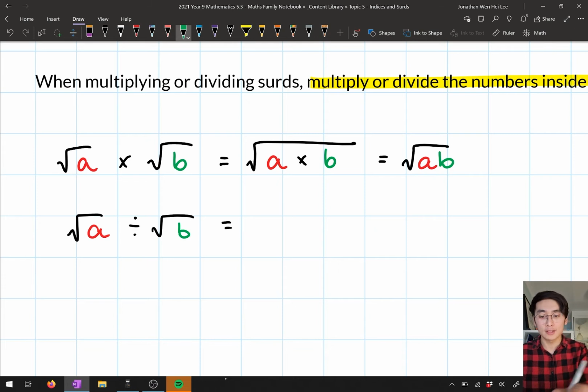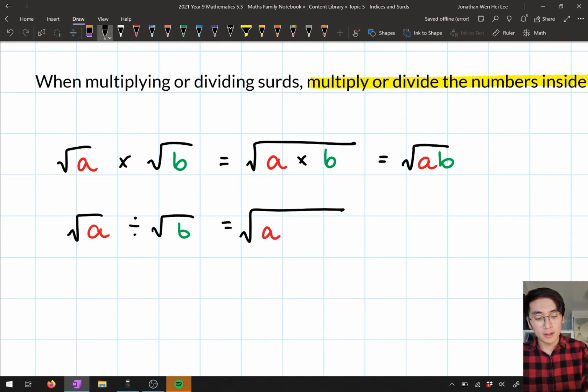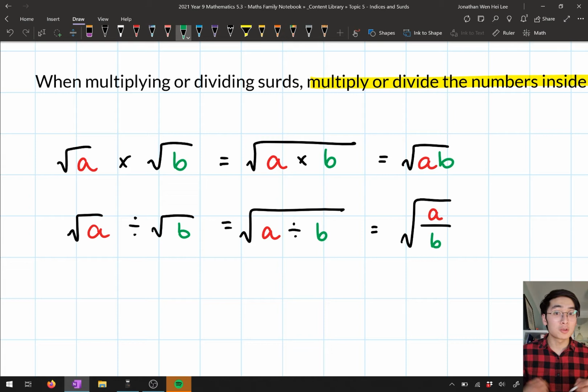Similarly, when we divide surds, we're just going to divide the numbers inside the surd. So here, this just becomes the square root of A divided by B. With algebra, we write this as a fraction, the square root of A over B. So when you're multiplying or dividing surds, we just do those operations with the numbers inside our surds. Let's have a go at a couple of examples of this.